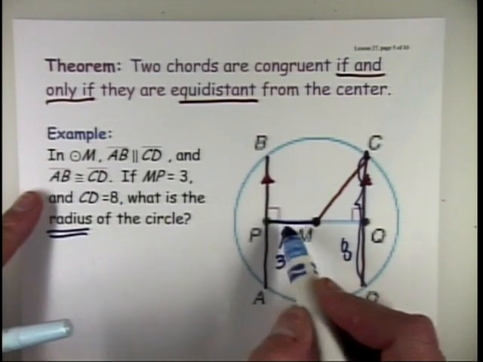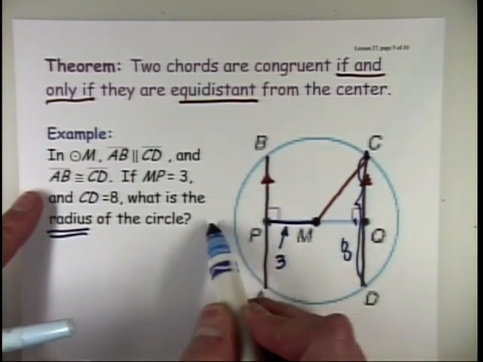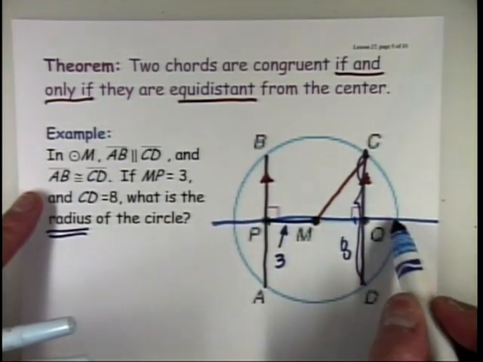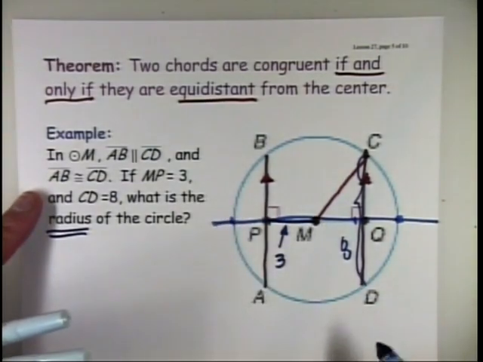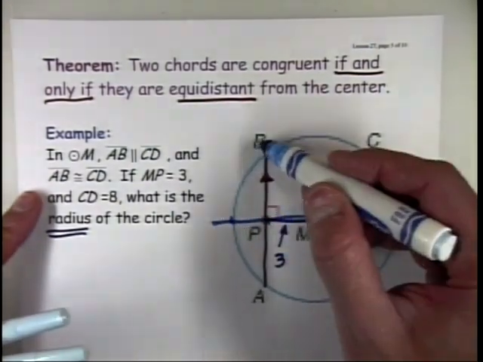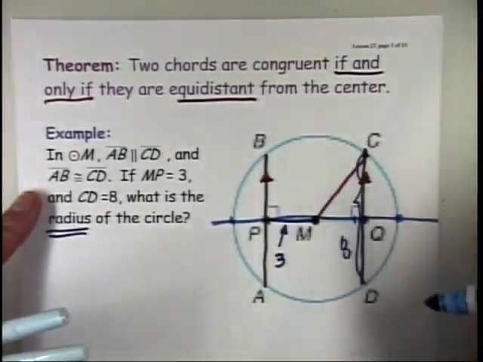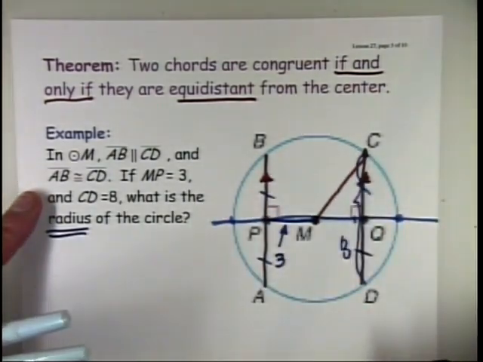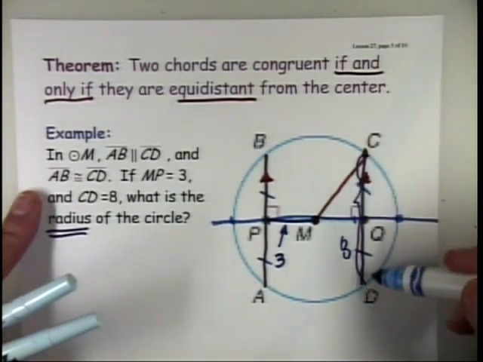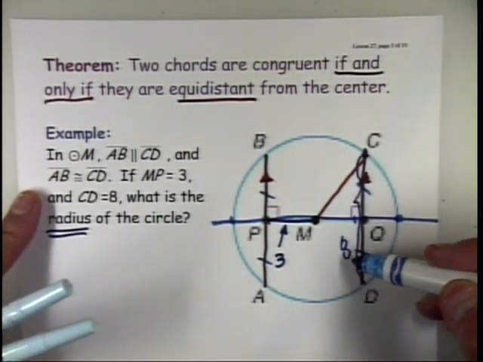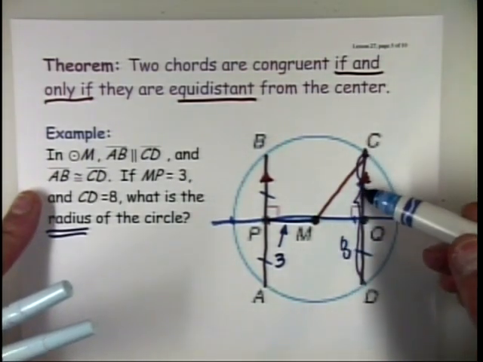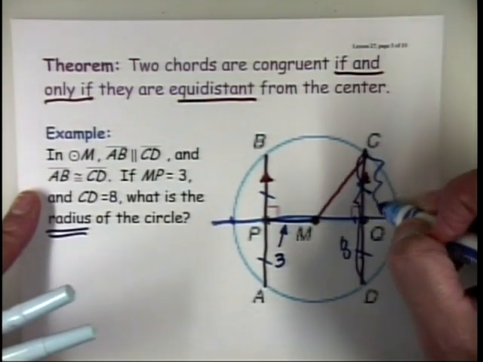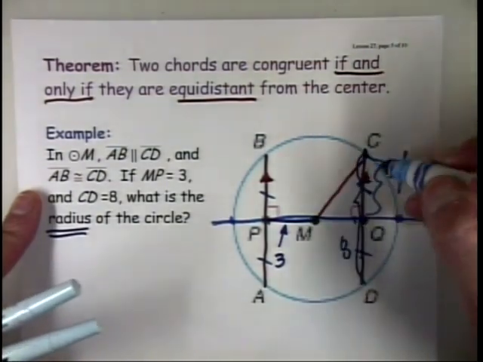Well, if I extend this line segment PQ that goes through the center, if I extend it in all directions, it is a diameter. So I know that it actually bisects these two chords, which are parallel to each other. So I know that all of these lengths right here are the same. Well, now that I know that the length of CD, the whole thing, is 8, and this diameter here bisects it, I know that this length right here is 4 units.